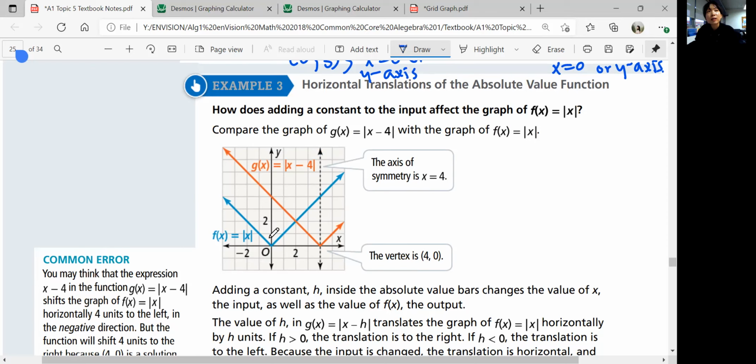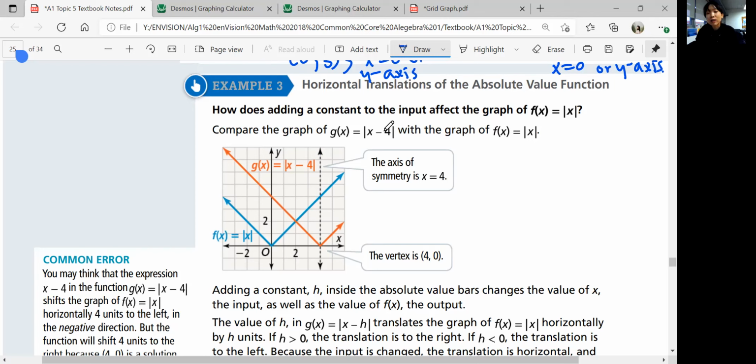So if you look at the graph, there's no stretch, no compression. The slopes are exactly the same. But if you look at the vertex and compare them, from 0, 0, you move the vertex 4 units to the right. So subtracting 4 here is moving 4 units to the right.